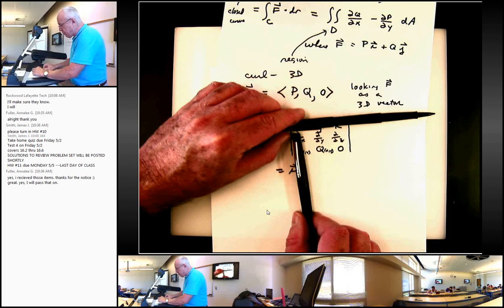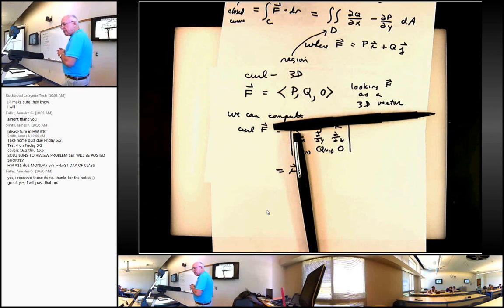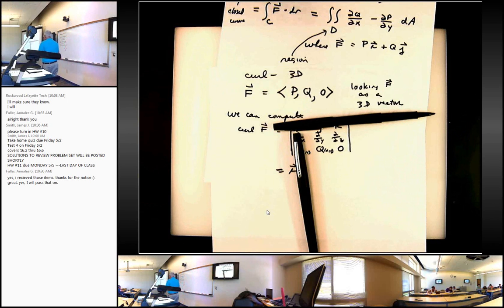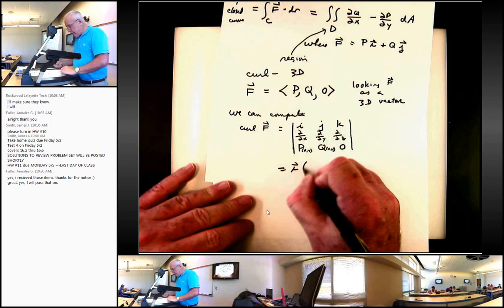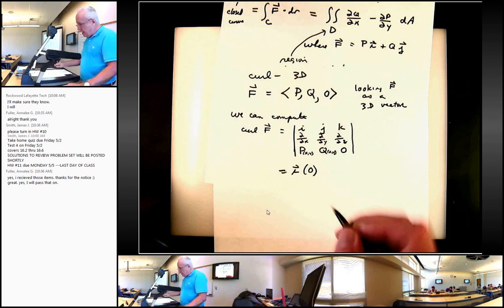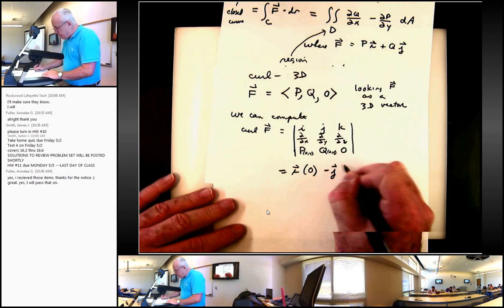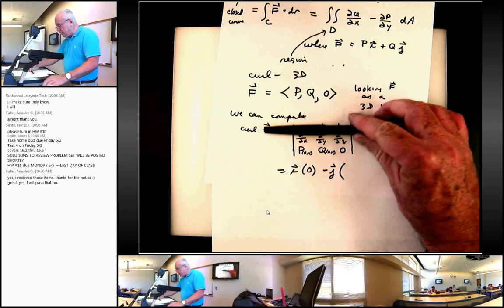What I have, first of all, on the down diagonal is the partial derivative of 0 with respect to y. Well, that's going to be 0. And then on the up diagonal, we have the partial derivative of q with respect to z. Well, q doesn't have any z's, so that's also 0. So the i component is going to be 0. And then we do minus j, and let's see what we get there.